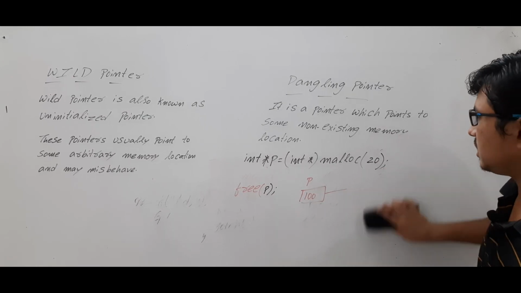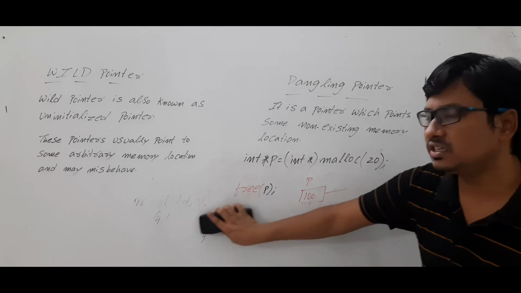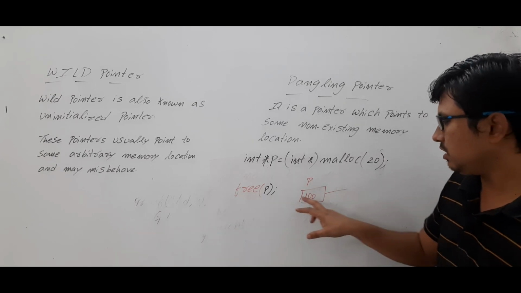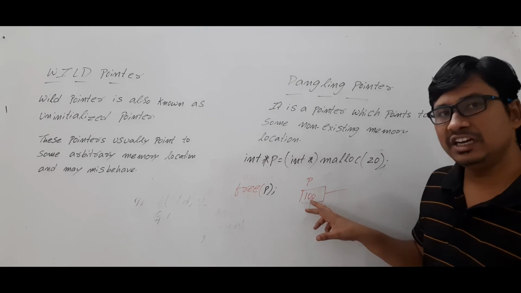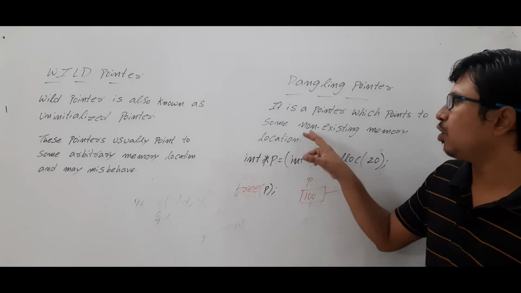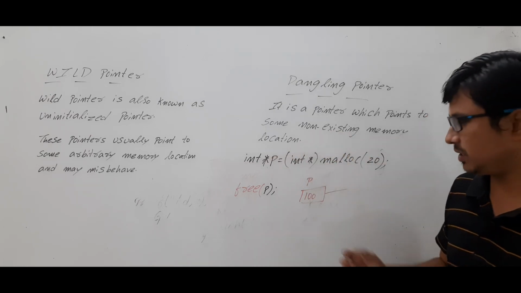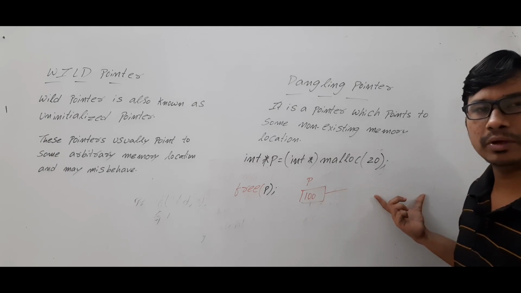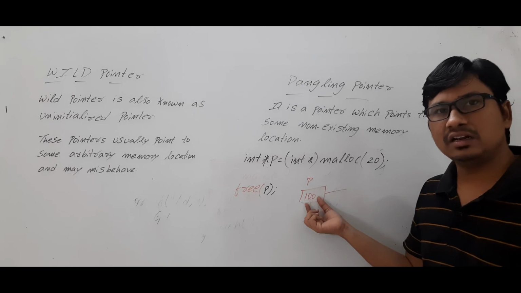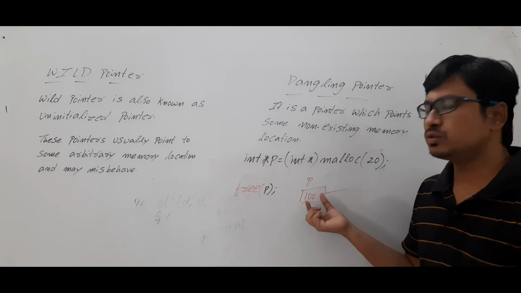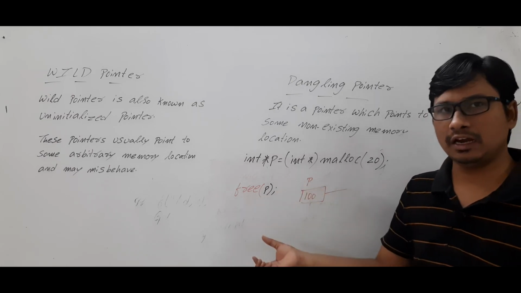Are you able to understand it or not? Once it is deallocated, this pointer p still has the address 100. So it is pointing to a non-existing memory location because we have already released the memory. Now this pointer p has an address which is non-existing. So this pointer we will call a dangling pointer.